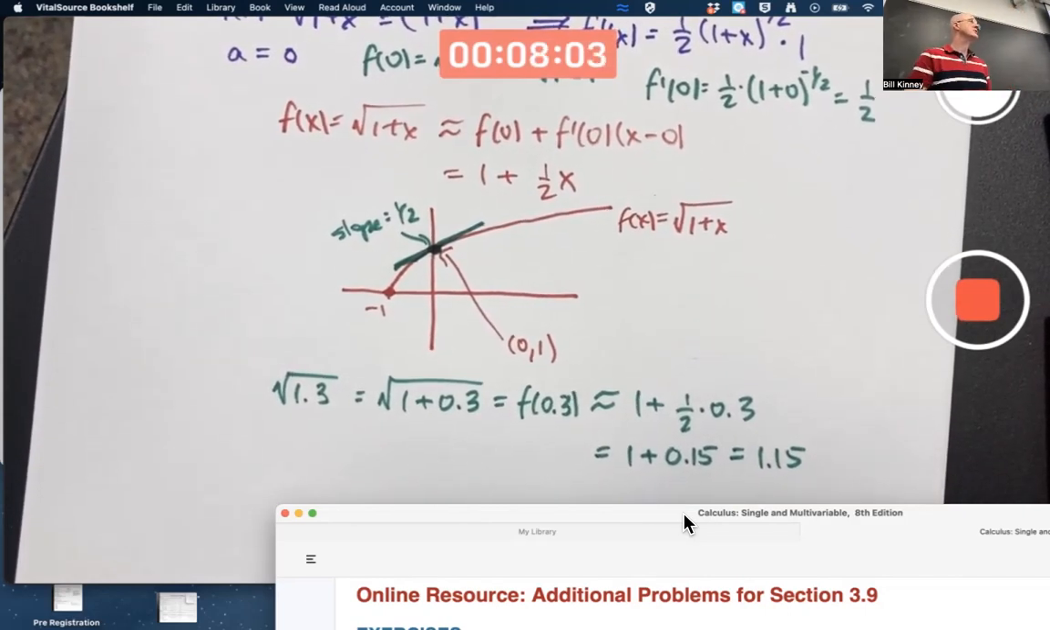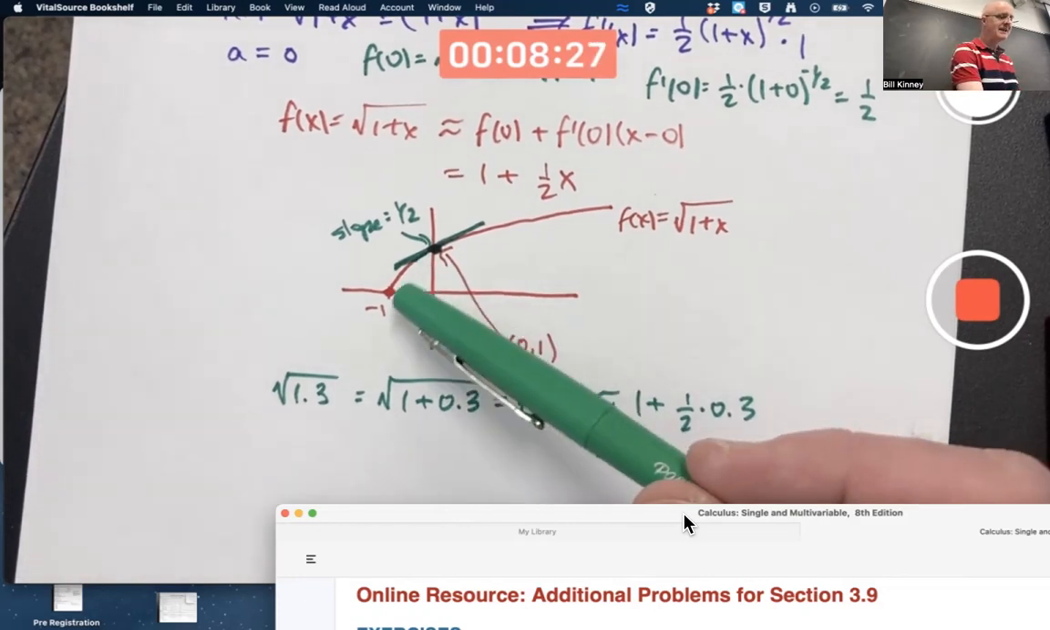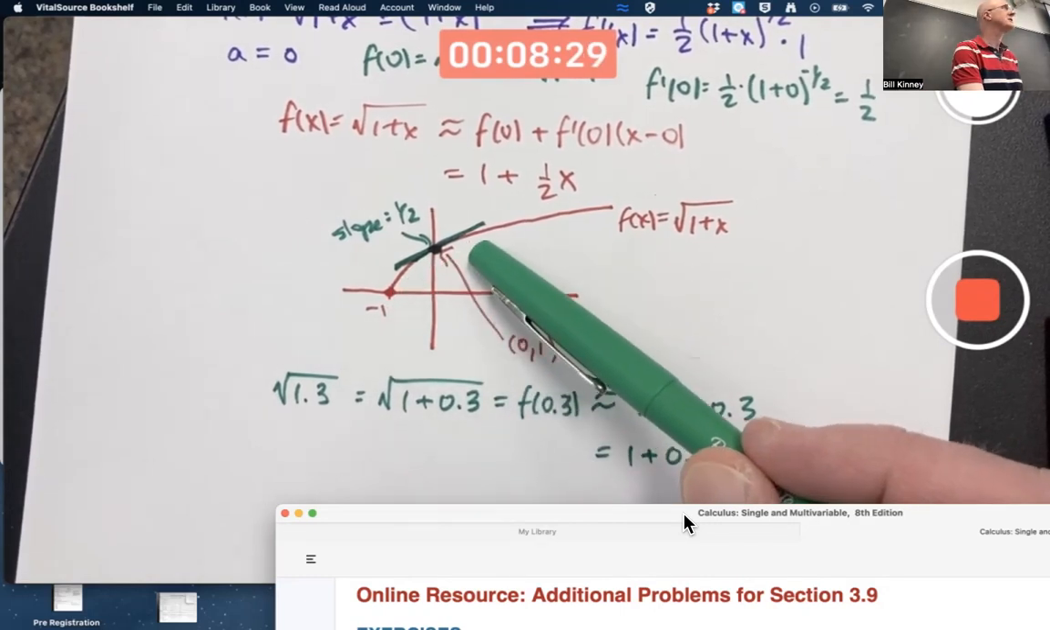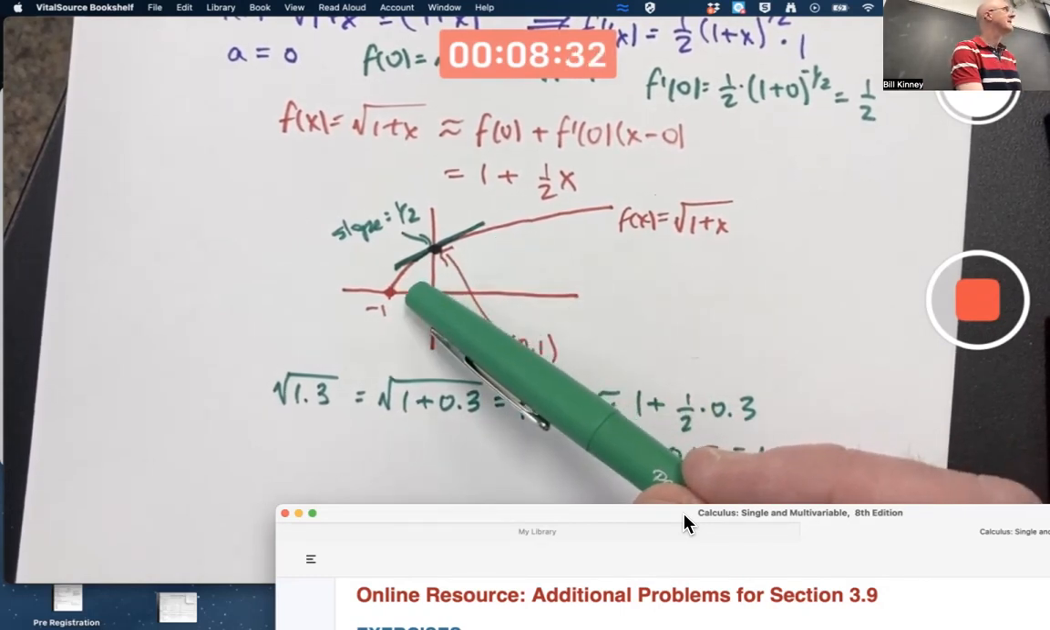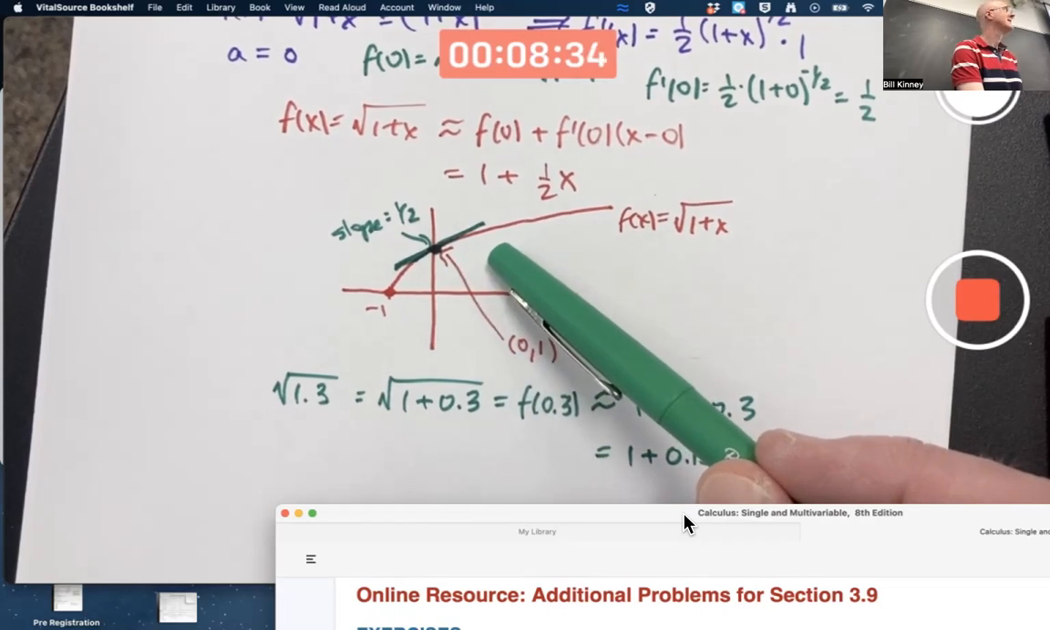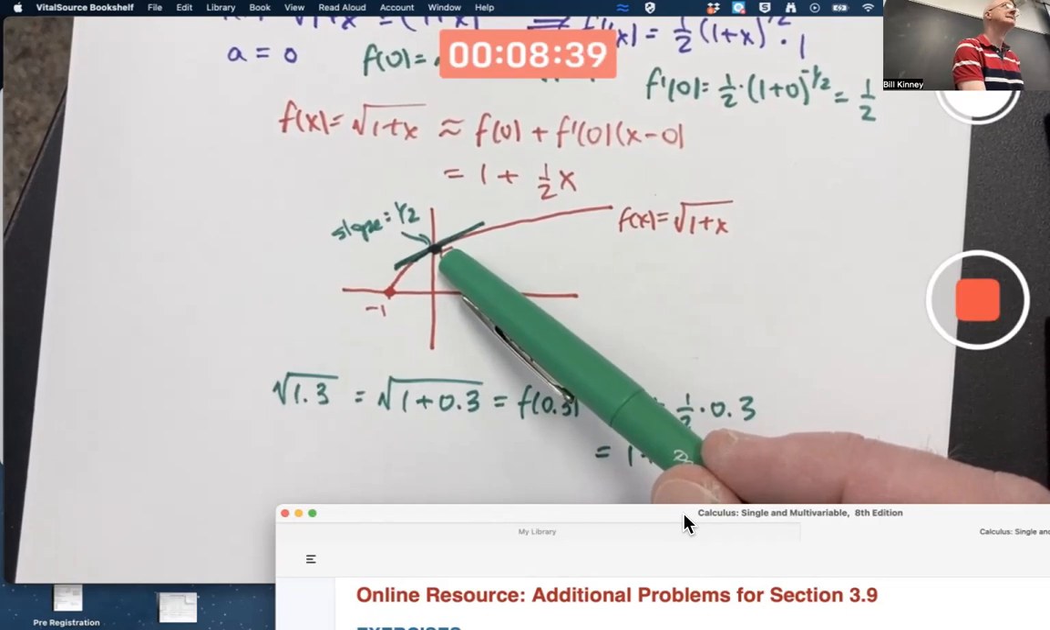Is that going to be too big or too small for the square root of 1.3, and why? Big, because f double prime of x is always decreasing. Close, it's negative. Sorry. Yep. So what he's saying is f double prime of this function is always negative. The slope is decreasing. The graph is concave down. And you can see because of that, that the tangent line is above the curve.